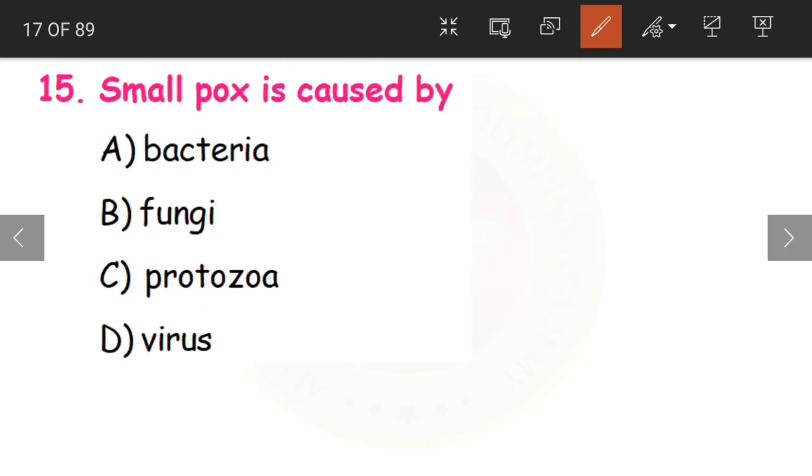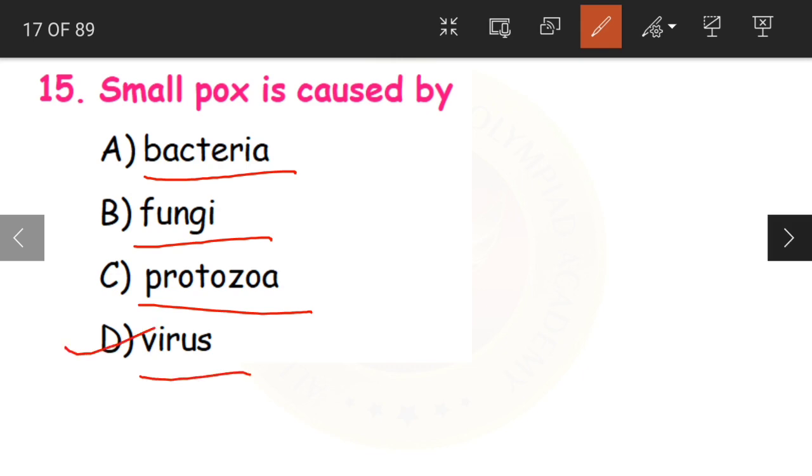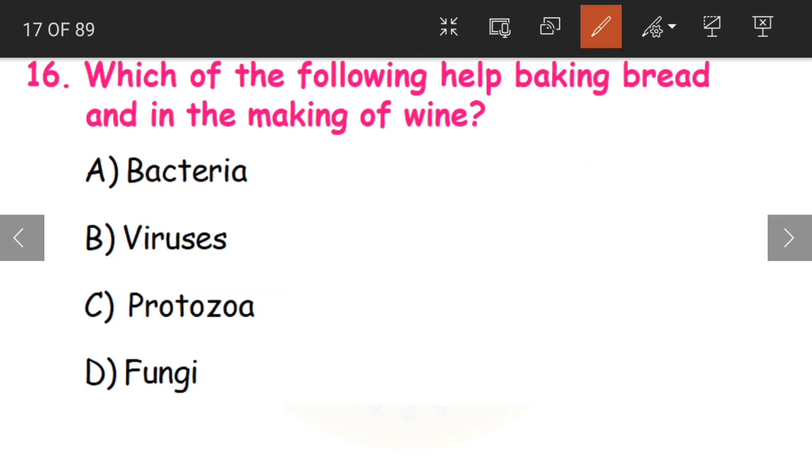Now 15th question. Smallpox is caused by. Smallpox is one type of disease, children, a sickness. So what is it caused by? Bacteria, fungi, protozoa or virus? It is because of virus. Okay children, so D is the correct answer.